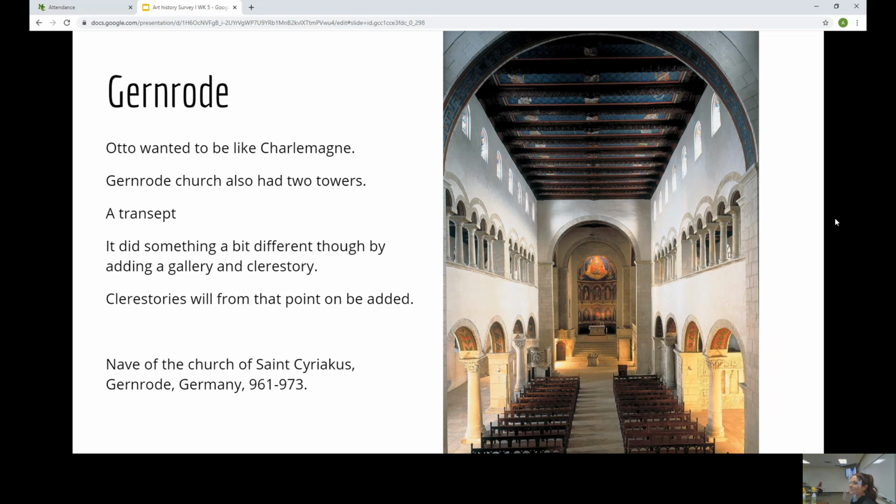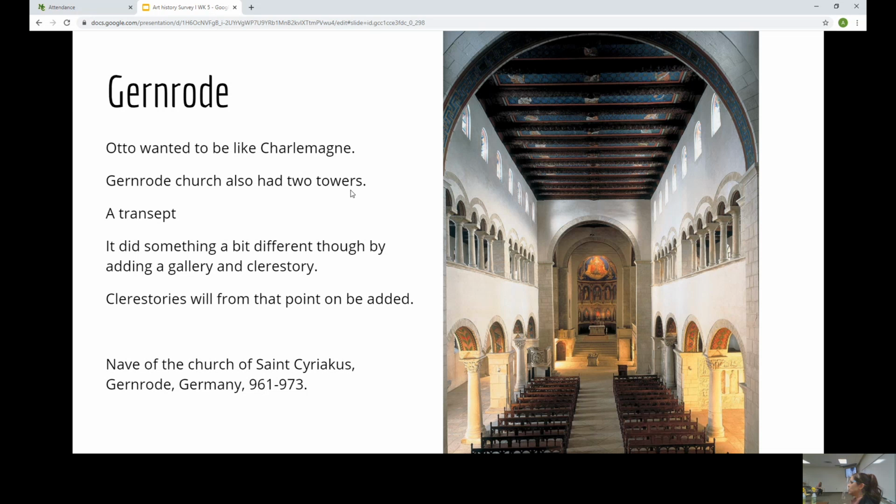With more churches, Gernrode. This is Otto the First's attempt to be as much like Charlemagne as possible by, well, commissioning more churches to be made. Gernrode Church has two towers, like some of the churches that were made when Charlemagne was in charge, the two towers on the front with a westward. He incorporated a gallery. The gallery was not just for him, though. It was for everyone.